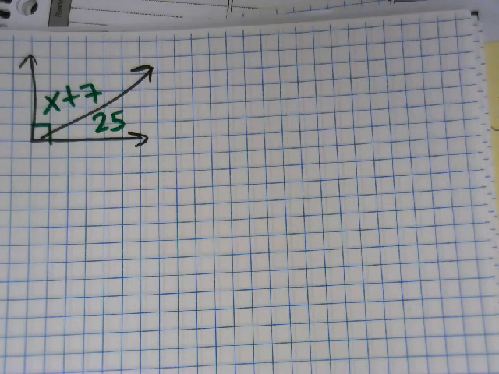It's x plus 7. It's x plus 7. When's the only time you can put them together? Whenever it's multiplication. Oh yeah, multiplication. So it's going to be x plus 7 plus 25 equals 90.